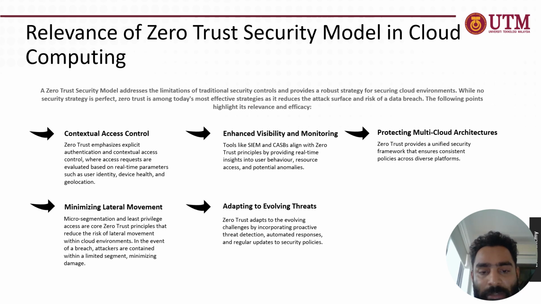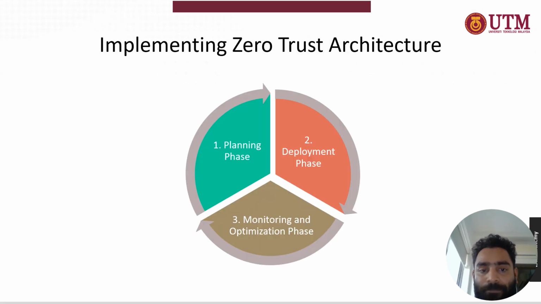The last feature which zero trust provides is adapting to evolving threats. Zero trust adapts to evolving threats by incorporating proactive threat detection, automated responses, and regular updates to security policies. So these are the key features and relevance of how zero trust is used by cloud computing in current architecture.